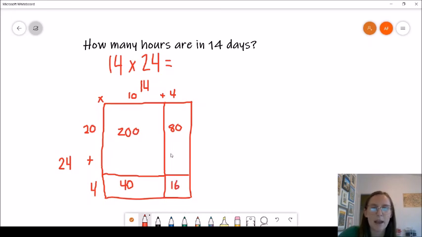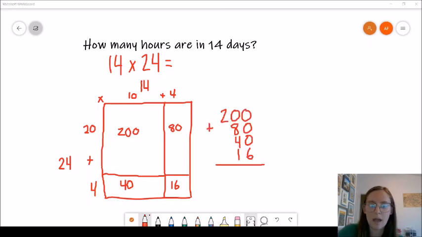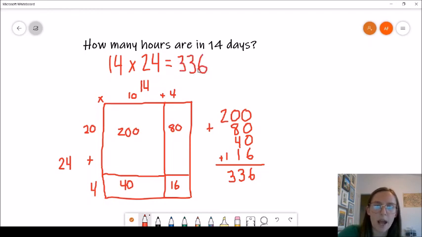And then I would need to add all 4 of these smaller areas together to get my final product. So all of my smaller areas together, that gives me a sum of, let's find out, 0 plus 0 plus 0 plus 6 gives me 6. 8 plus 4 plus 1 gives me 13. Drop the 3, carry 1 to my hundreds place, and 2 plus 1 gives me 3. So 336. So in 14 days, there are 336 hours.